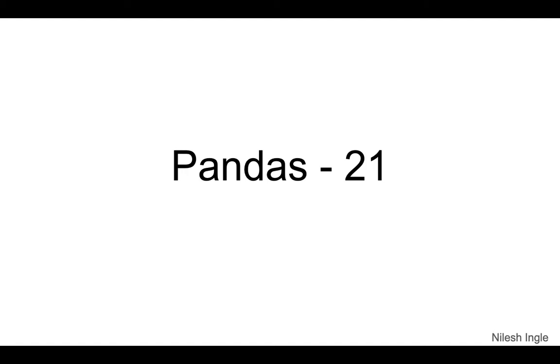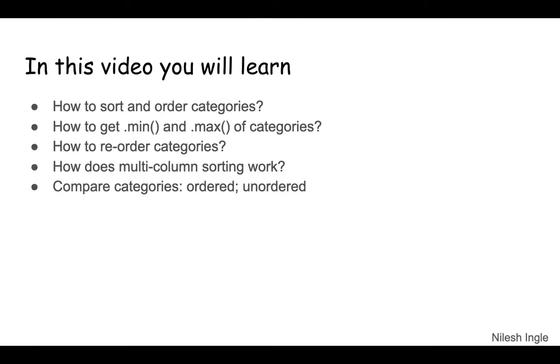I'm Nilesh, and in this video we'll continue learning more about pandas and talk more about categories. Specifically, we'll be talking about how to sort and order categories, then how we can get the min and max of a particular category. We'll also look at how to reorder categories and how categories work when we are sorting columns. Finally, we'll look at how we can compare an ordered category with an ordered category and an unordered category with another unordered category. So let's get into Jupyter notebook and start coding.